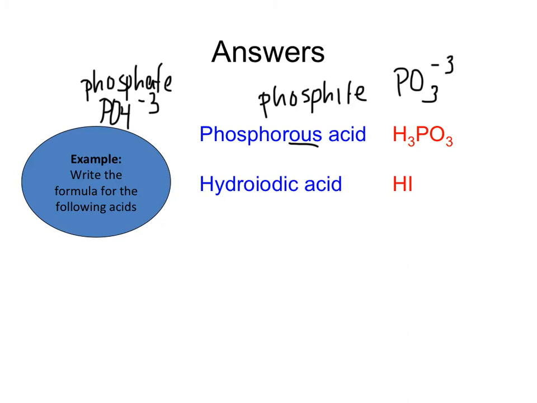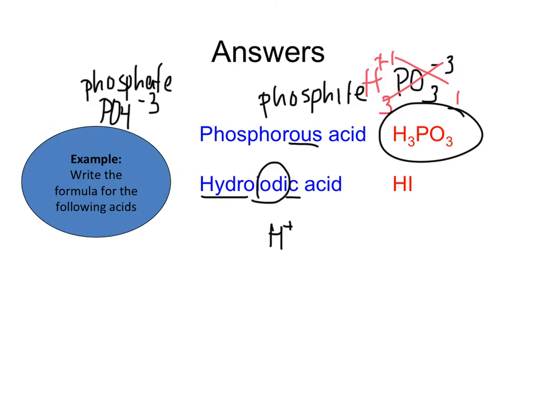So when I add the hydrogen in front of that of +1, and then do my crisscross, you'll notice that I end up getting H3PO3. The second example is a binary acid. I know that by looking at the prefix hydro and ic. That means it's going to consist of a hydrogen and whatever the nonmetal is, which is iodine. Those two charges are equal to 0, and so I just bring them together to get HI.